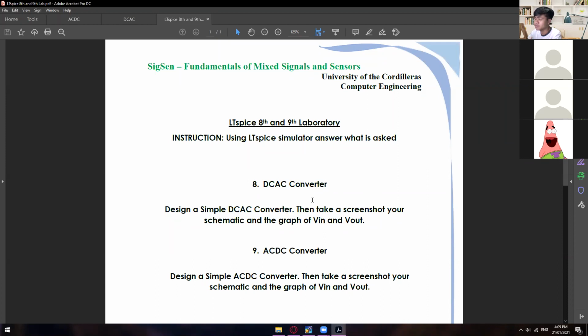So, very short today. This will be your last laboratory before your midterm exam. Do you have any concern, clarification, or question so far?